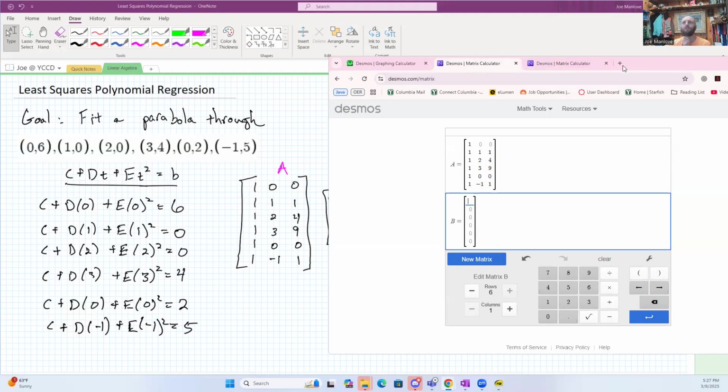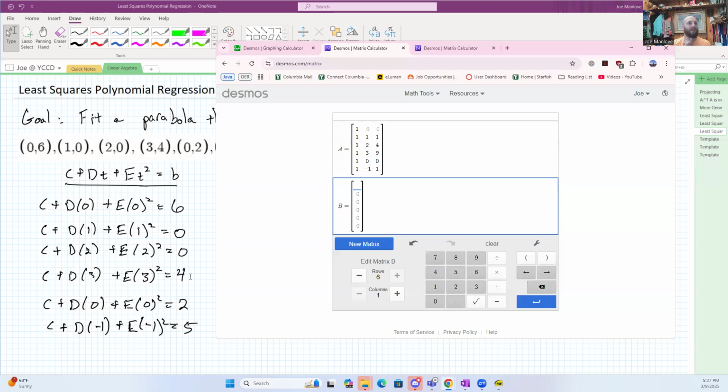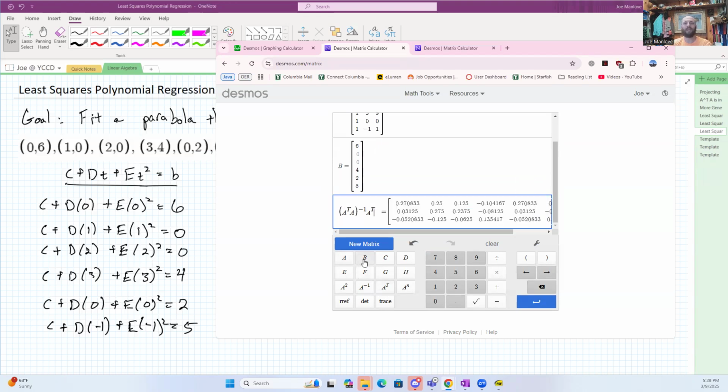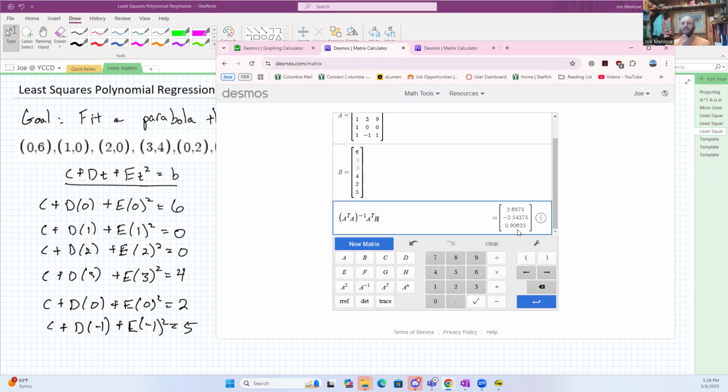And I'm going to have to read it right here. So that's 6, 0, 0, 4, 2, 5. And then I can go ahead and calculate my x hat. I need parentheses, A transpose A, close my parens, inverse, A transpose, and B. So I got this.